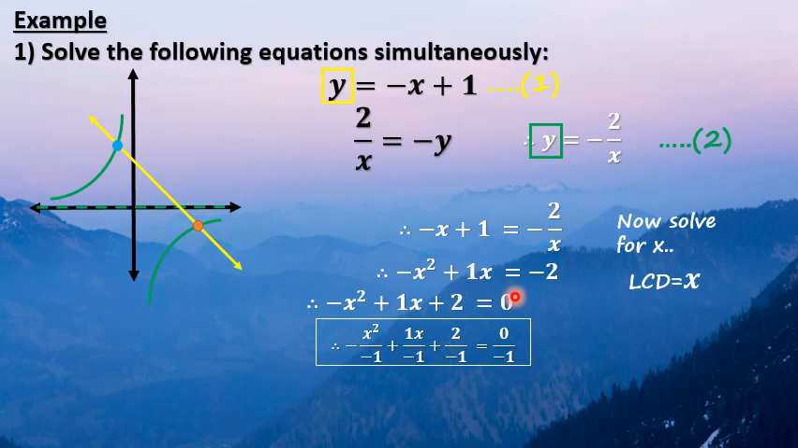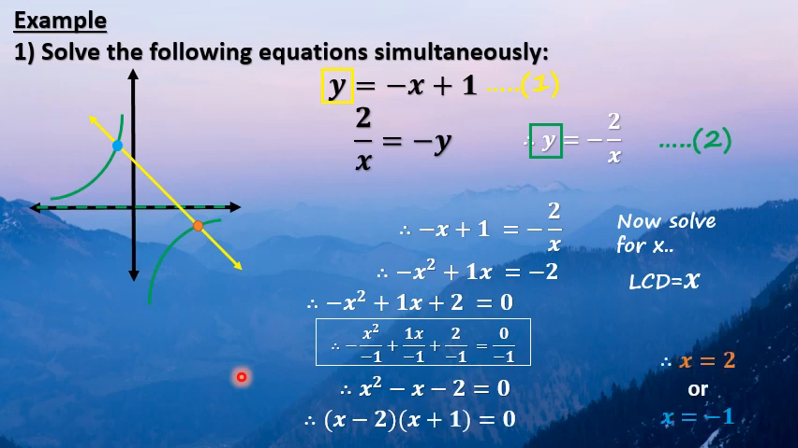Right, the reason we divide by -1 is because we know the right-hand side of the equal sign will still stay 0, but it will help us change the sign in front of each term on the left-hand side of the equal sign. Look at how negative x squared has become positive x squared. Positive 1x has become negative x. Positive 2 has become negative 2. And now we can factorize that into 2 brackets and realize that x is either 2 or x equals -1. Why do we have 2 answers? Because there are 2 points of intersection.